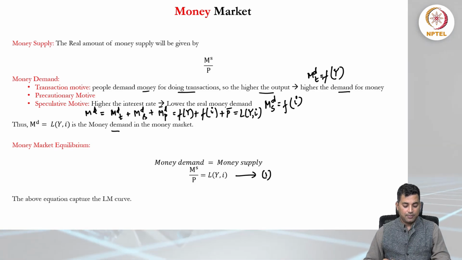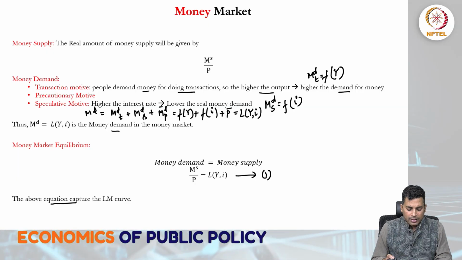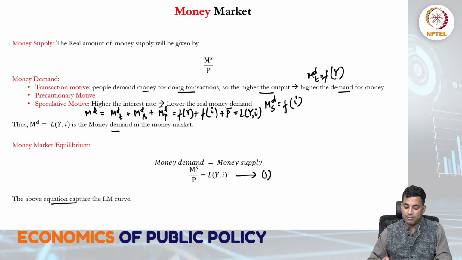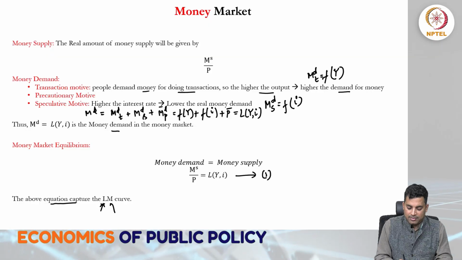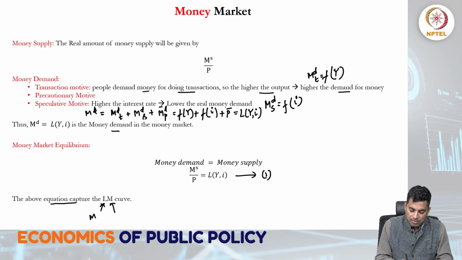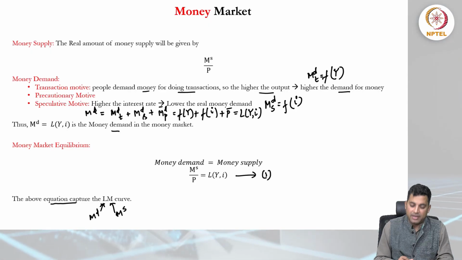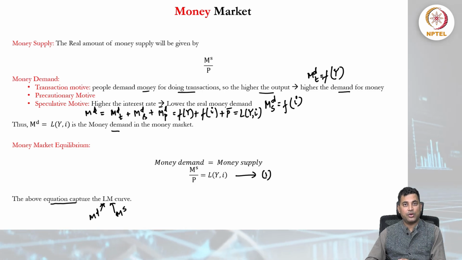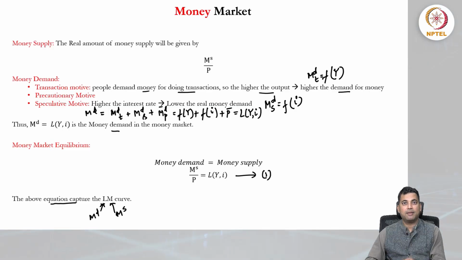So now let's, one can also say that this is the LM curve equation. LM: L is coming from liquidity, which is basically coming from money demand, and M is coming from money supply. So when we call it the LM curve, it is showing the equilibrium conditions in the money market from both money demand and money supply.